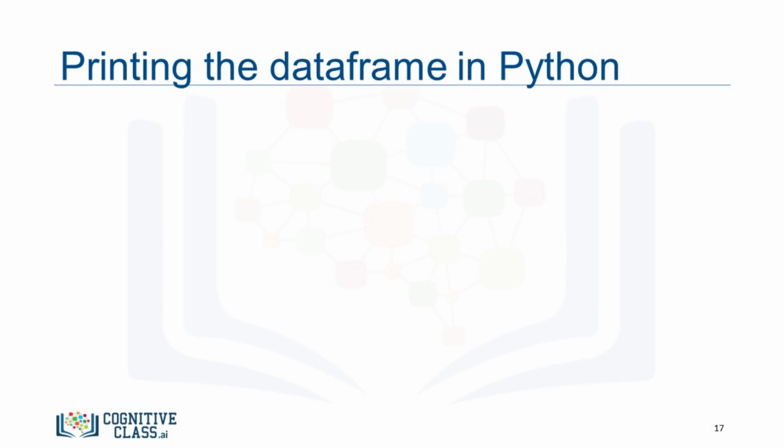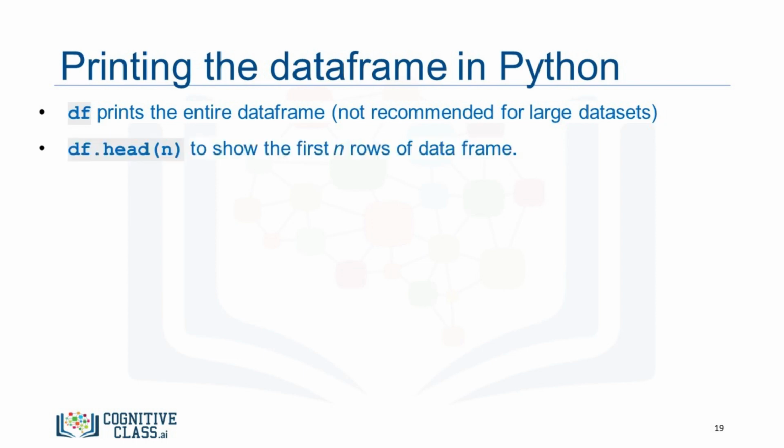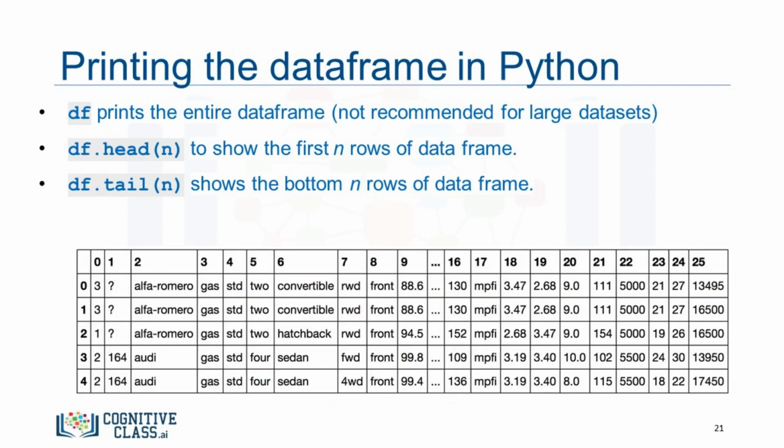After reading the data set, it is a good idea to look at the data frame to get a better intuition and to ensure that everything occurred the way you expected. Since printing the entire data set may take up too much time and resources, to save time, we can just use dataframe.head to show the first n rows of the data frame. Similarly, dataframe.tail shows the bottom n rows of data frame. Here we printed out the first 5 rows of data. It seems that the data set was read successfully.